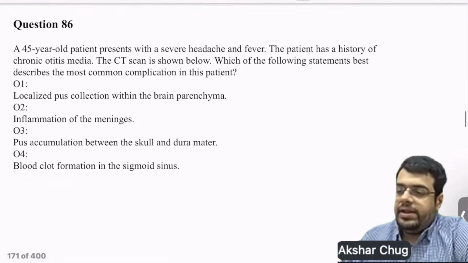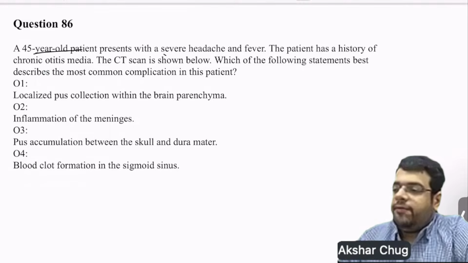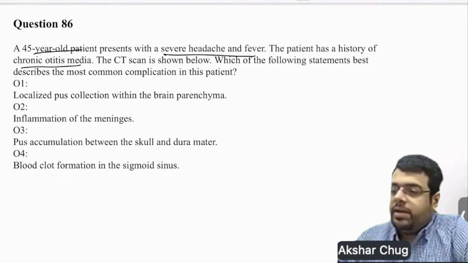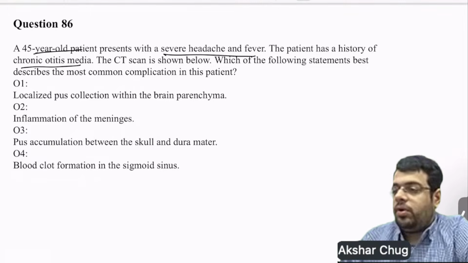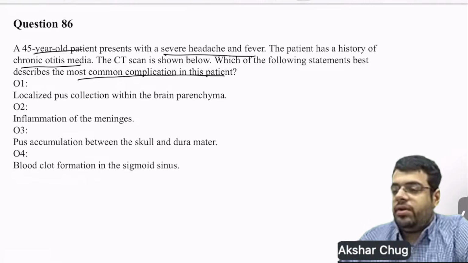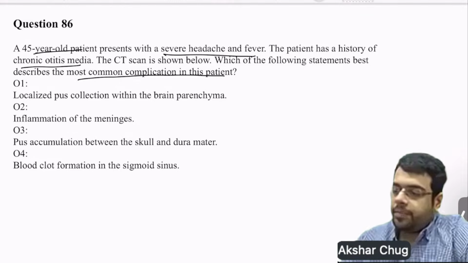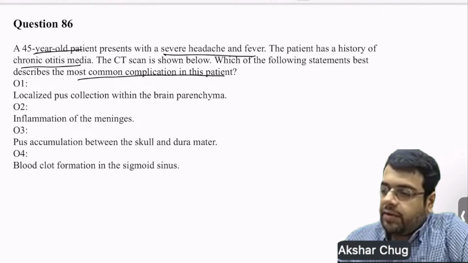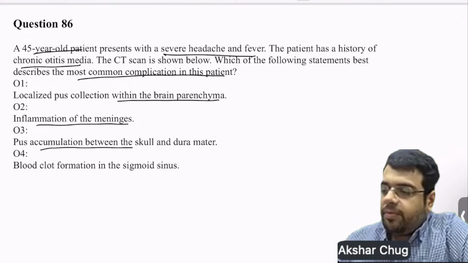Question 86, 45-year-old patient, severe headache and fever. Patient has a history of chronic otitis media. CT is shown below. Which of the following statement best describes the most common complication of this patient? Localized pus collection within the brain parenchyma, inflammation of the meninges, pus accumulation between the skull and the dura, and blood clot formation in the sigmoid sinus.